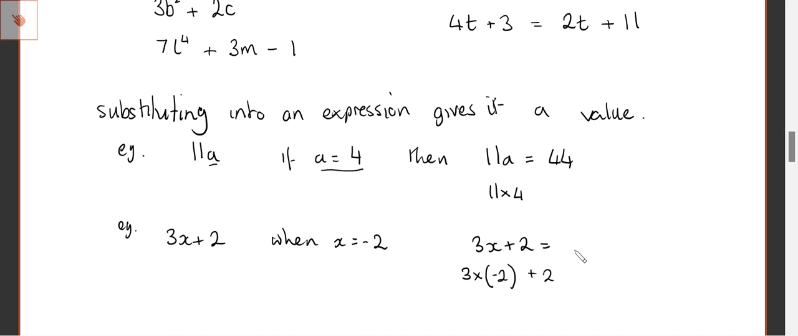3 times negative 2 is? 3 times, if x is negative 2, 3 times negative 2 is? Negative 6. Negative 6 plus 2 is? Negative.